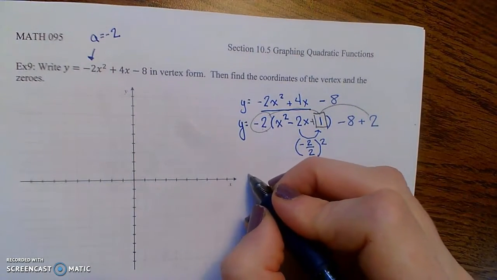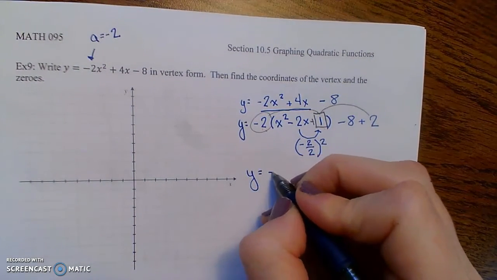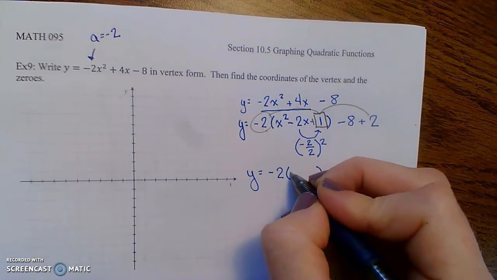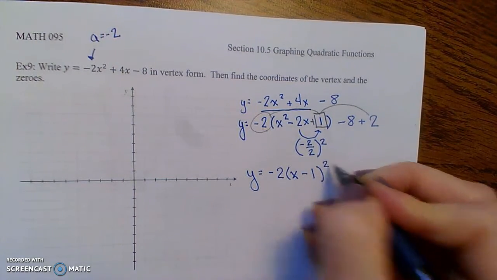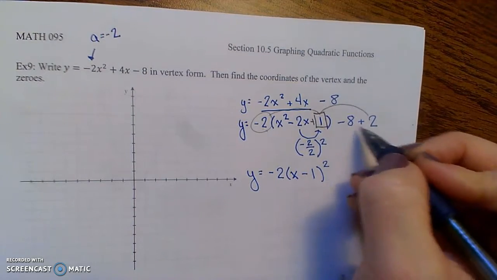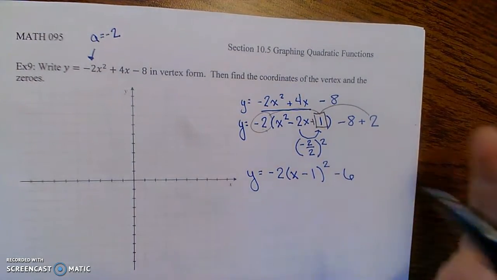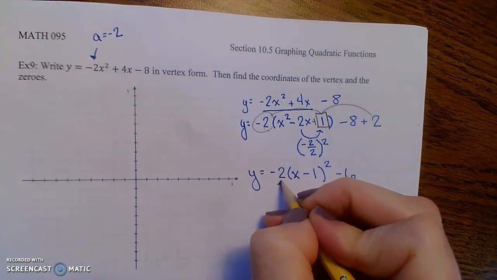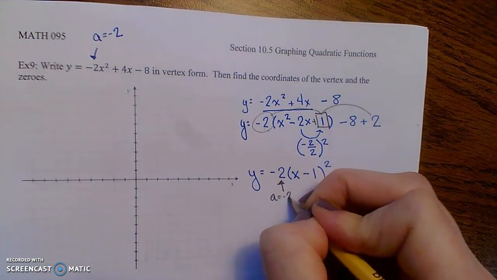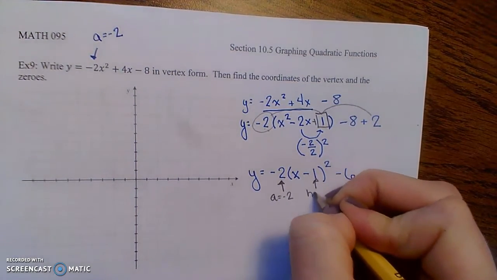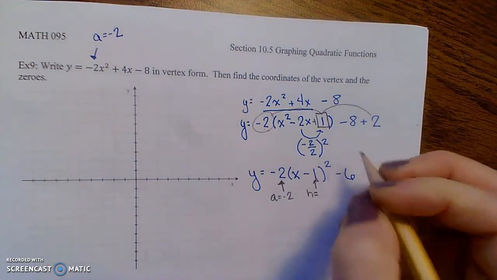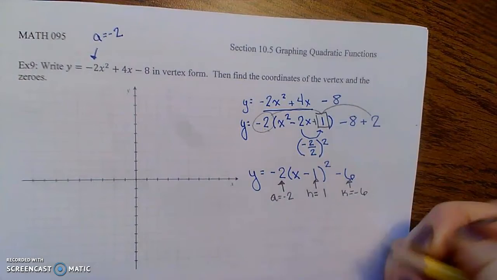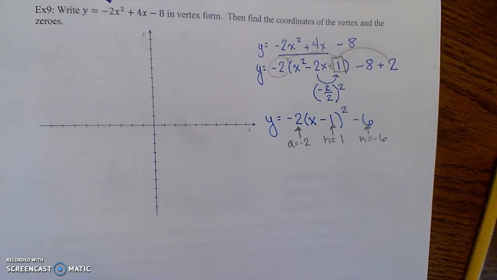Great. So what we have now, -2 on the outside. This factors as x minus 1 squared. And then -8 plus 2 is -6. So there it is in vertex form. Leading coefficient a is -2. h is the opposite of this number, so it's a +1. And k is -6. So let's write down our key features.